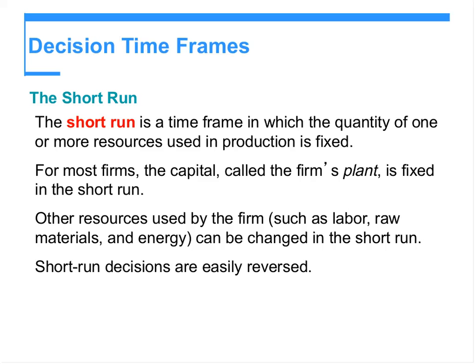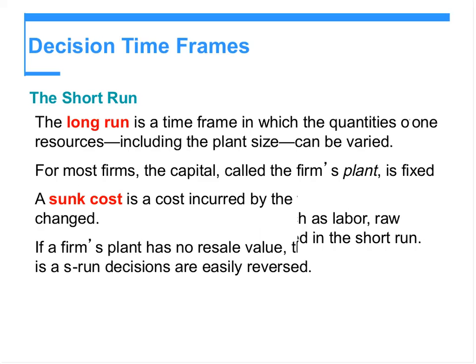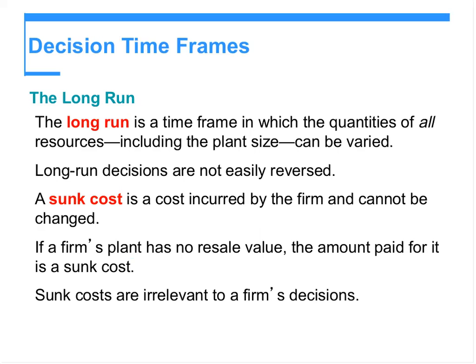What is so special about short run decisions is that whenever you want to reverse them or make some amendment, it's possible because a very short period of time is affected. But how about the long run? Long run is a time frame in which the quantity of all resources, including the plant size, can be varied. So long run decisions are not easily reversed. The reason is that the moment you reverse them, the whole thing will be changed.